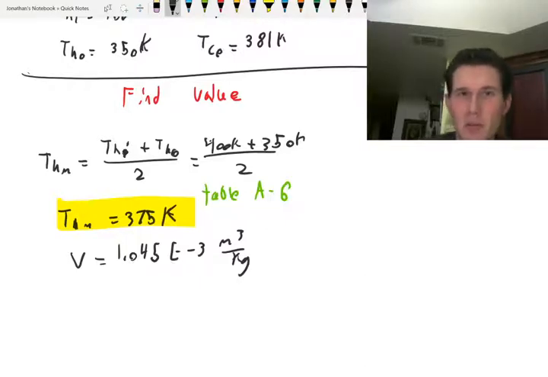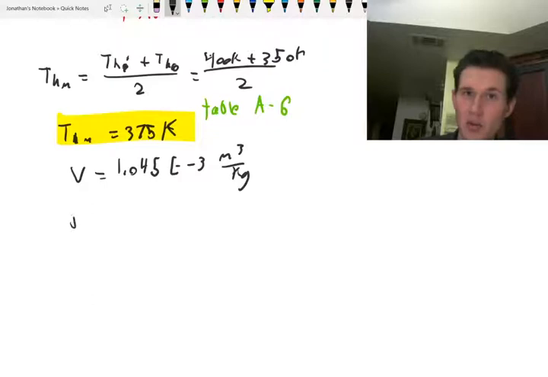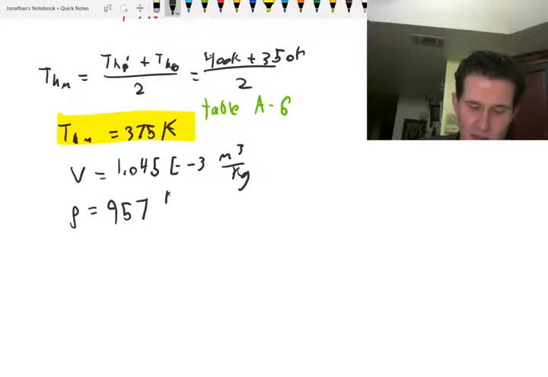Now here's the thing. I want density. I don't want specific volume. Specific volume's a little harder to conceptualize, and we really want to stick to density, right? So density is just the inverse of specific volume. So when you put 1 over this number down here, up here, you're going to get roughly 957 kilograms per meter cubed. We run through, we get our CP value. CP value is important.